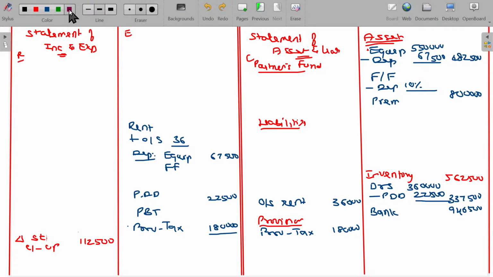That's why the vertical format became very popular. Hope you'll be able to understand now. Don't get confused with this vertical format. It's very simple. What you learn normally, no debit and credit here, only income and expenses. That's all.